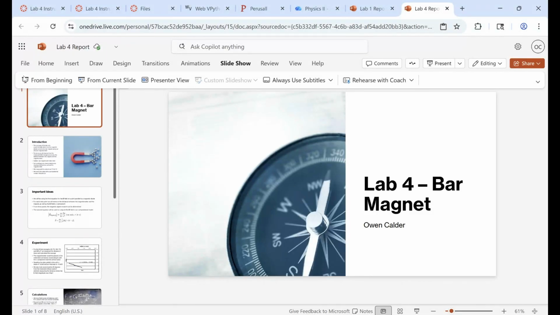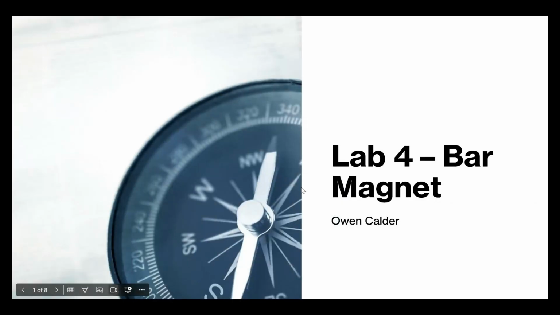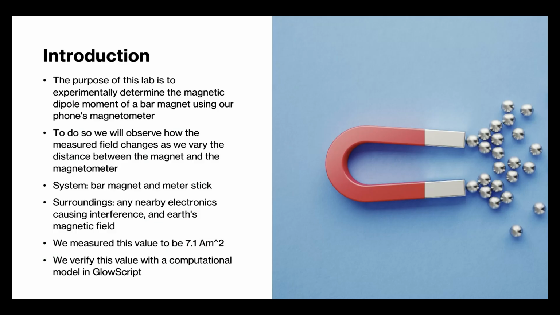My name's Owen Calder, and this is my Lab 4 lab report. The purpose of this lab is to experimentally determine the dipole moment of a bar magnet. We'll use our phone's magnetometer. We'll move the phone at varying distances from the magnet and observe how the magnetic field it measures changes.